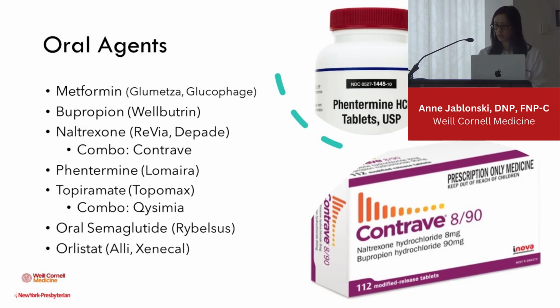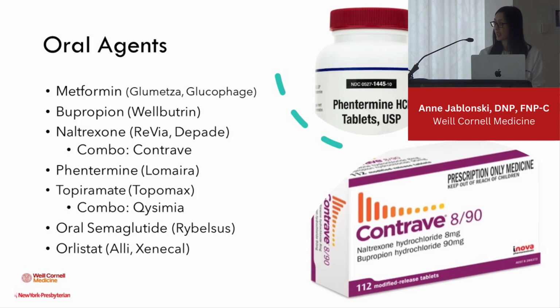Phentermine, which I mentioned in the previous slide, is an effective appetite suppressant, but it is derived from amphetamines, so it should be used carefully. Side effects are anxiety, heart pounding, and jitteriness. It can also cause high blood pressure, and it should not be used in those with high blood pressure or anxiety.